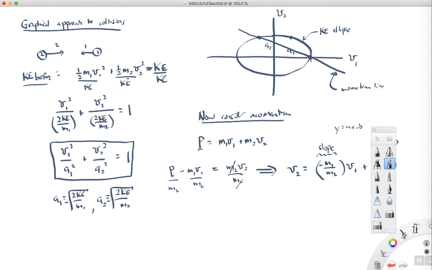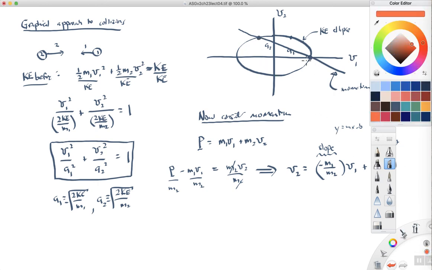And the intersection points here, right here and right here, I'll highlight them, are the values of v1 and v2 that, so this one right here is going to have a certain pair of values v1 and v2, and this point right here represents a pair of values v1 and v2 that are consistent with this system having a certain kinetic energy and a certain total momentum. So let me go back to this point right here. Let's start with this point right here.